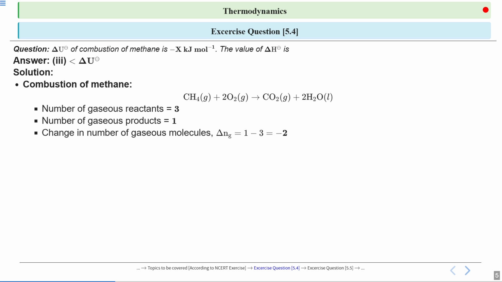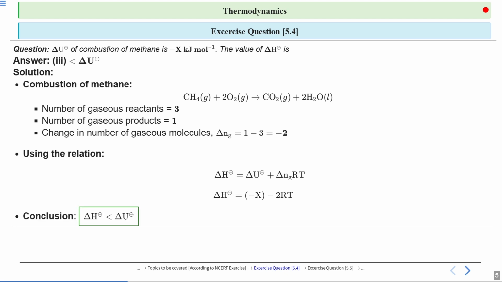Now coming back to the equation which relates your enthalpy change and the internal energy change. That equation can be written as delta H naught equals delta U naught plus delta Ng RT. So this is your equation. We have already calculated the delta Ng. We know the value of delta U. Let us put it in the equation. We'll get our final equation, the enthalpy change as minus X minus 2RT. Now what can you say from this equation? You can say that delta H naught will be less than delta U naught.